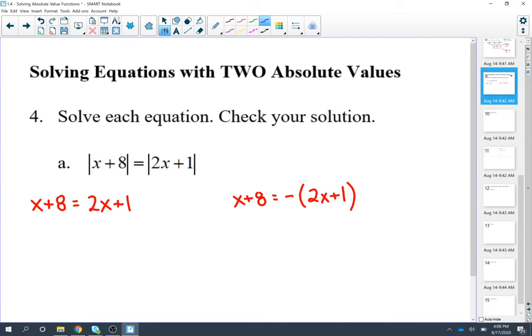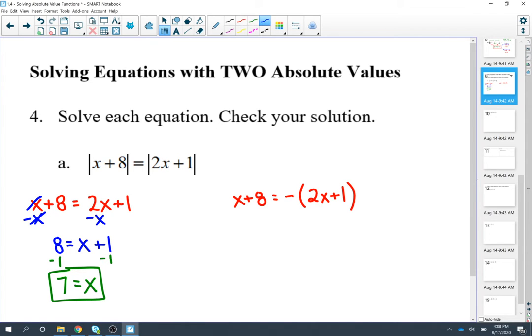So moving on, I'm going to try to get all of my variables on the same side. I'm going to choose to subtract x so that my variable remains positive. 8 equals x plus 1. Then I'm going to subtract 1. So 7 equals x.